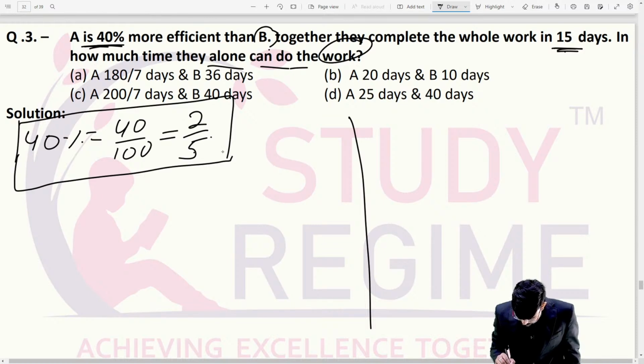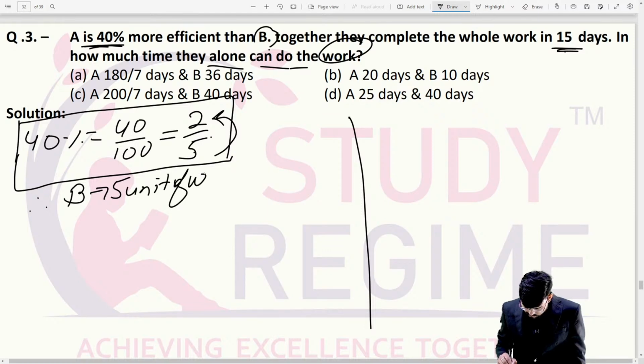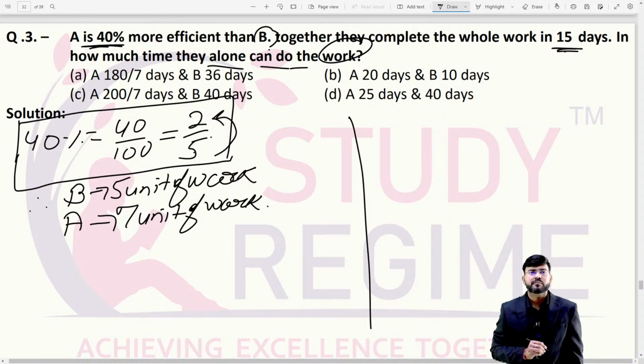40% of 5, you will get what? 2. 40% of 5 you will get 2. Therefore, if B can do 5 units of work, then A will do 7 units of work. Clear? Since A is more efficient, obviously he will do more work than B.